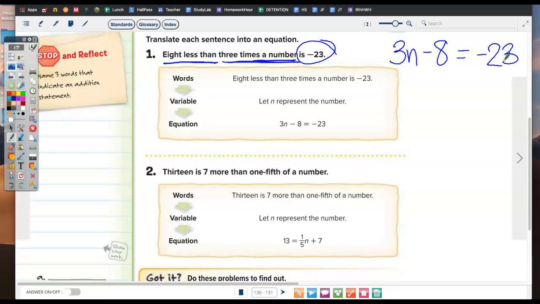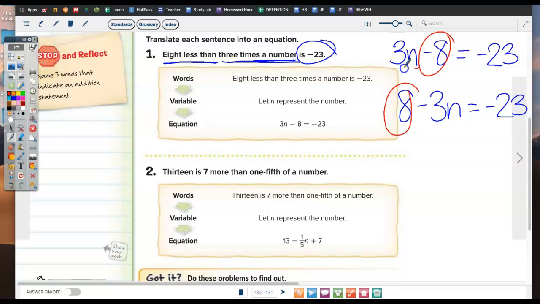Could my answer also be 8 minus 3n equals negative 23? No, it cannot, because it'd be a negative. If you look here, my 8 is negative. Is my 8 negative in this one? No. If you look here, my 3n is positive. Is my 3n positive in this one? No. So when you are subtracting, does order matter? Yes. So if you read that problem, we want 8 less than whatever this is. We don't know what that is, so it's 3n minus 8. Okay?